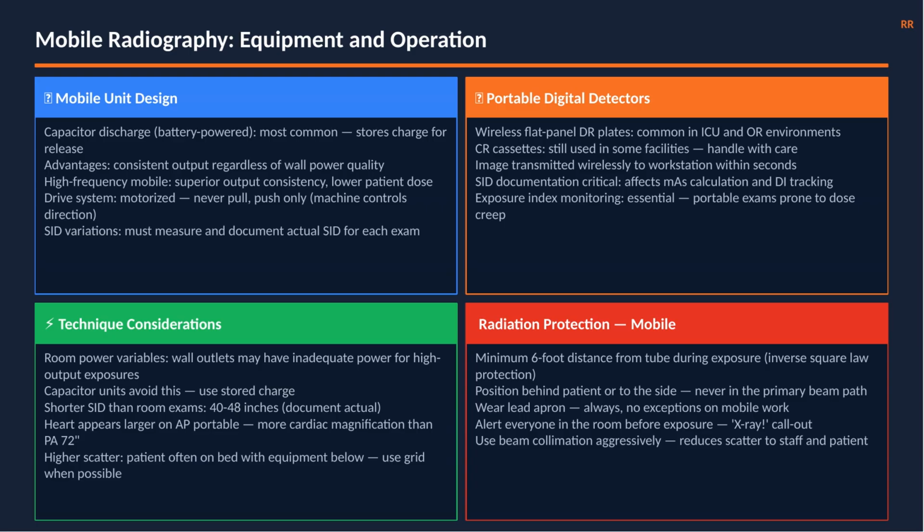Technique consideration. Shorter SID than room exams, typically 40 to 48 inches. Document actual SID used. The heart appears larger on AP portable than on PA upright. Greater cardiac magnification because the heart is farther from the IR. The diaphragm rides higher in supine position, making lung bases appear denser.